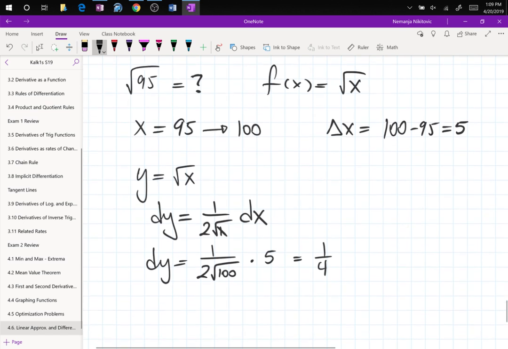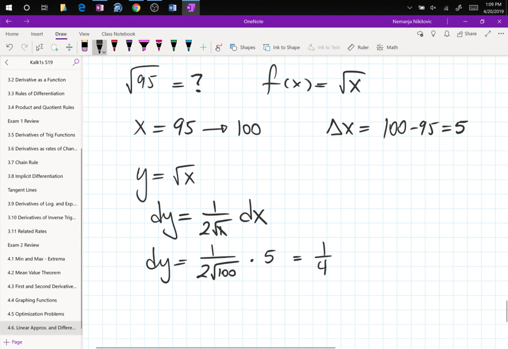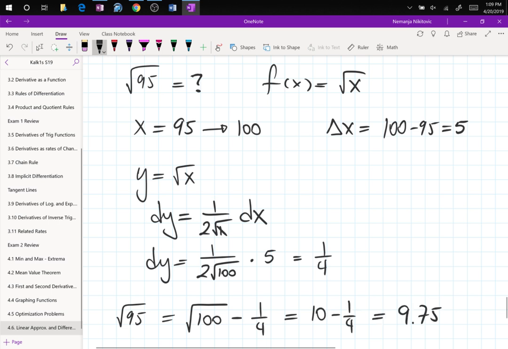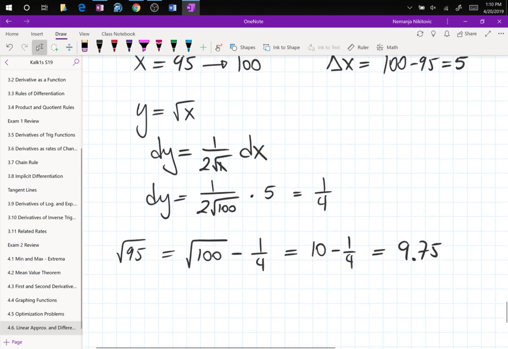Good. So now, what is my square root of 95? Square root of 95 is square root of 100 minus 1/4. It's 10 minus 1/4, and I get 9.75. So that's what my differential says.